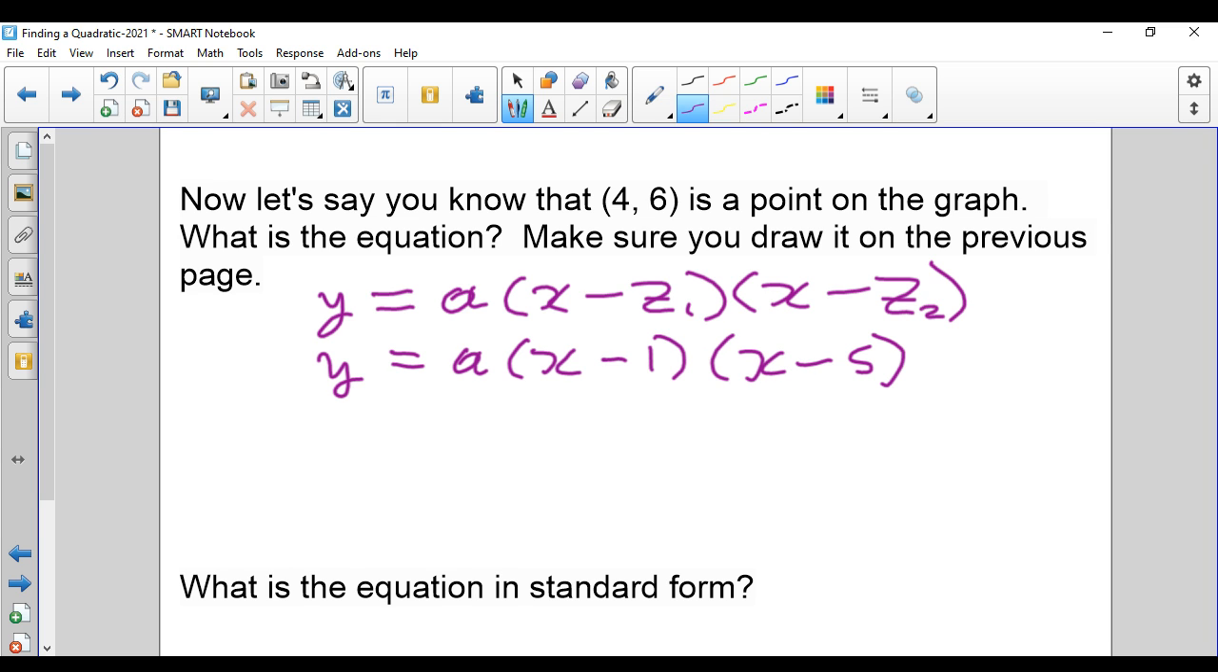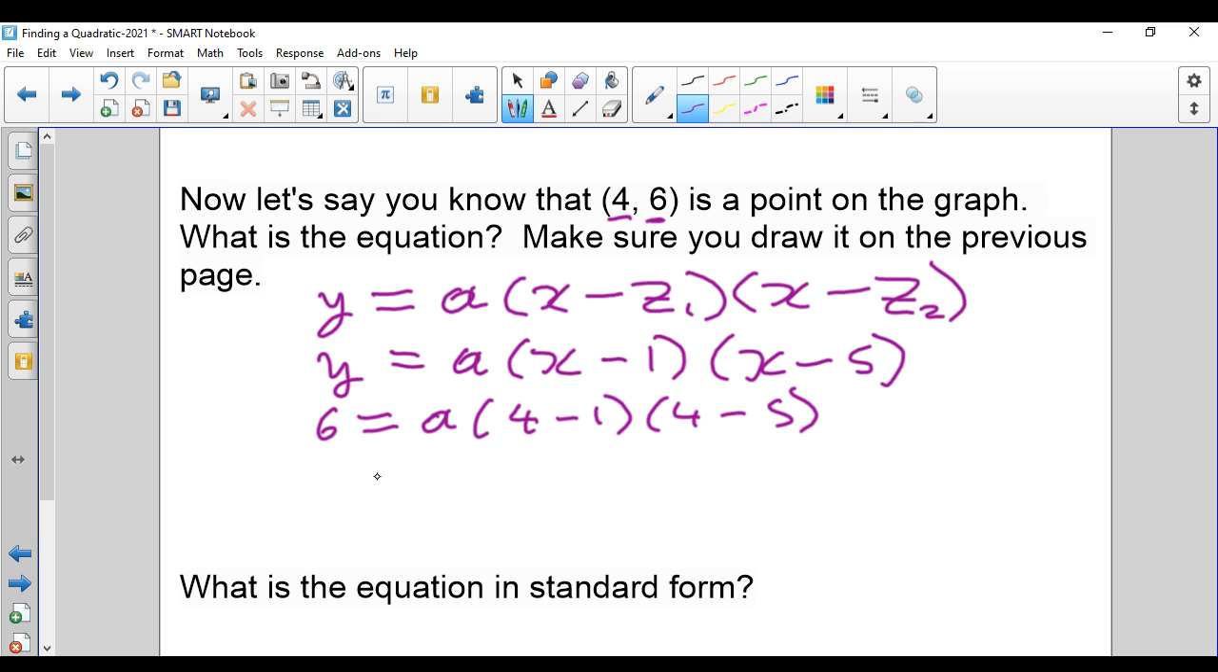But then we said we didn't know what the a was. But we now have this point (4, 6) on it, which should help us to figure out what this a is. So what I'm going to do is put in 6 as my y. That's my y coordinate. And I'm going to put in 4 as my x and see if we can narrow down this a. So therefore, that would be 6 equals a, we don't know what the a is yet, but then (4 minus 1) and (4 minus 5).